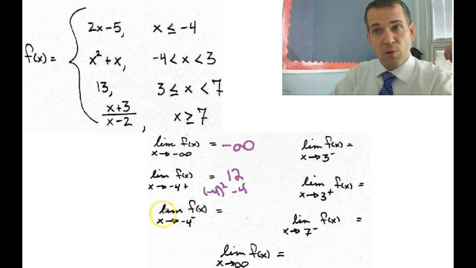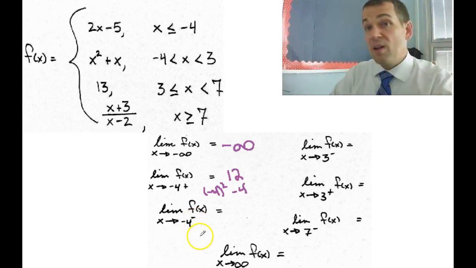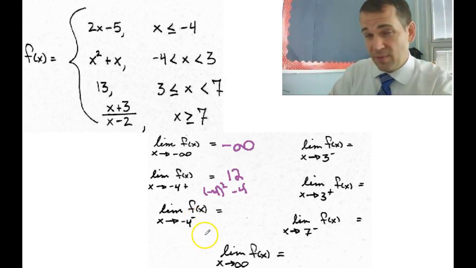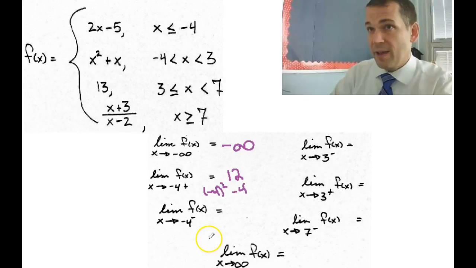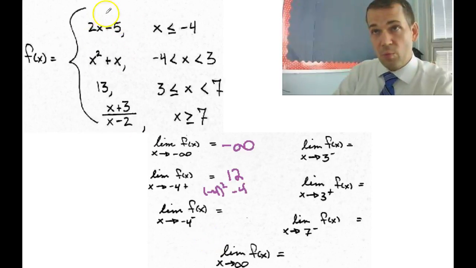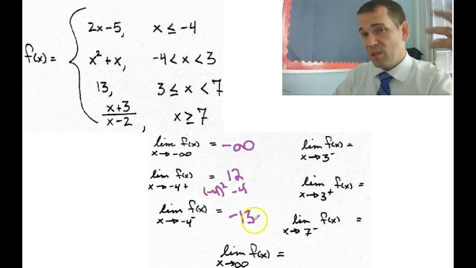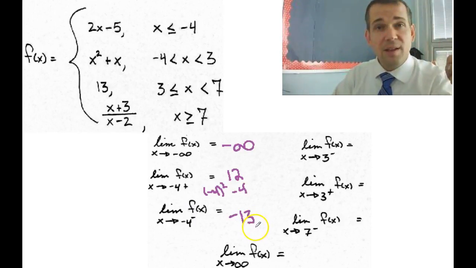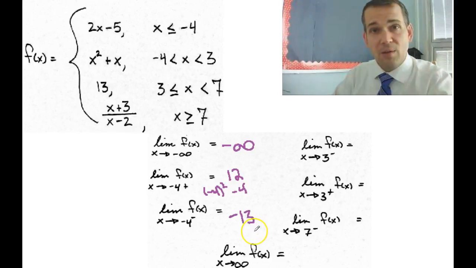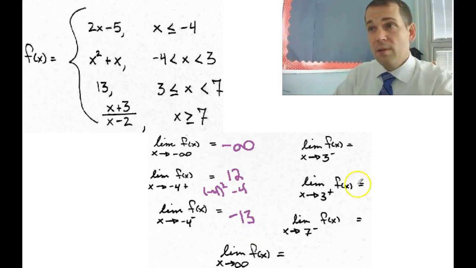If I was going to approach negative 4 from the left, I need numbers that are very, very close to negative 4, but to the left of negative 4, or less than negative 4. That would be this rule. And I'm just going to plug negative 4 into this rule. 2 times negative 4 minus 5 is negative 13. We don't need to bother with the graph and all that kind of stuff or draw it. We can simply plug in the appropriate value into the correct rule.